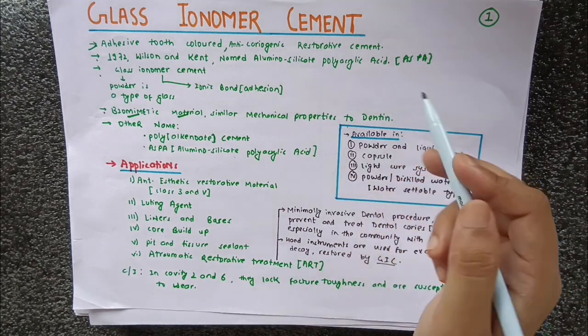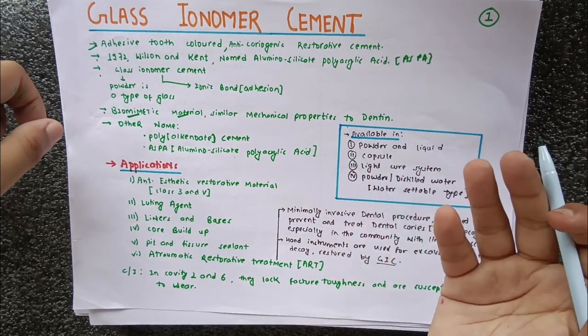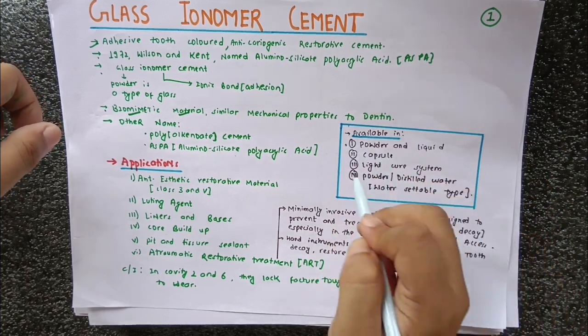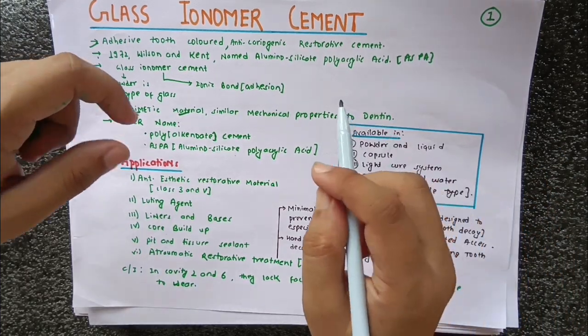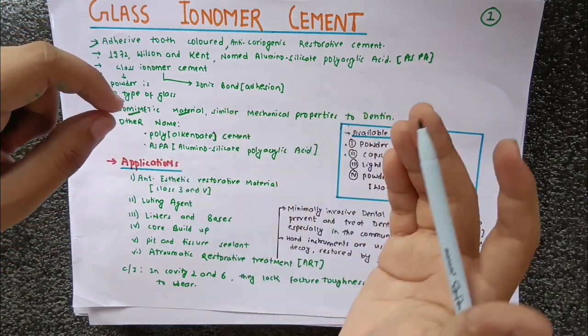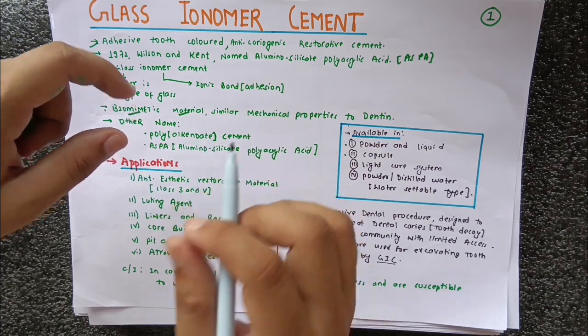Similarly, the availability of the glass ionomer cement: they are available in powder and liquid form. Another is in capsule form. In capsule form, they are pre-proportioned and kept in a capsule separating the powder and the liquid, that is, in between them there is a septum that separates the powder and liquid.